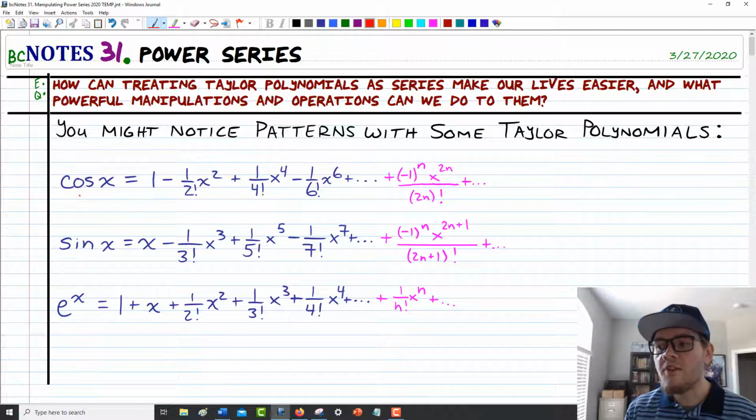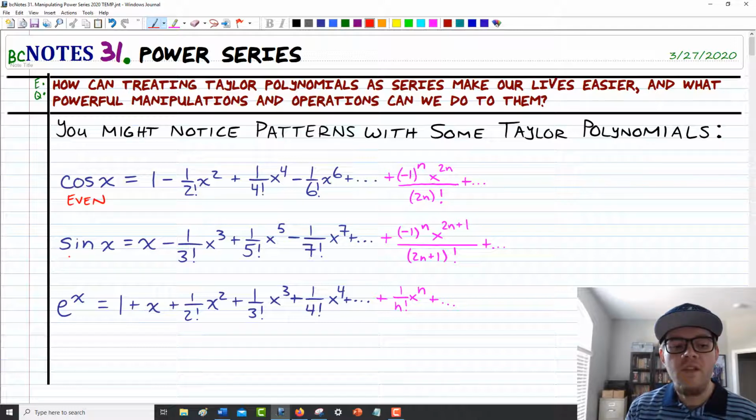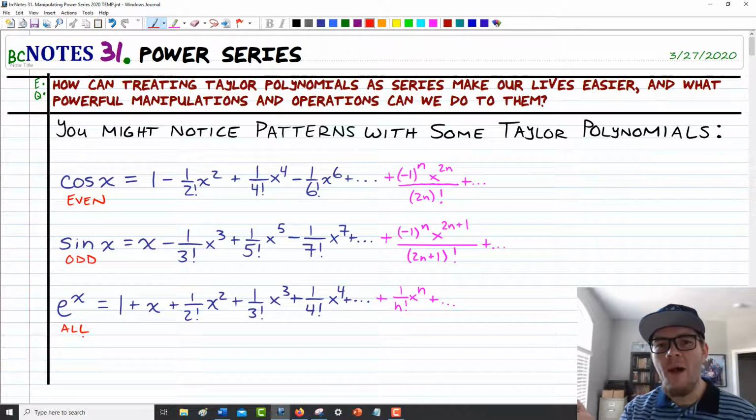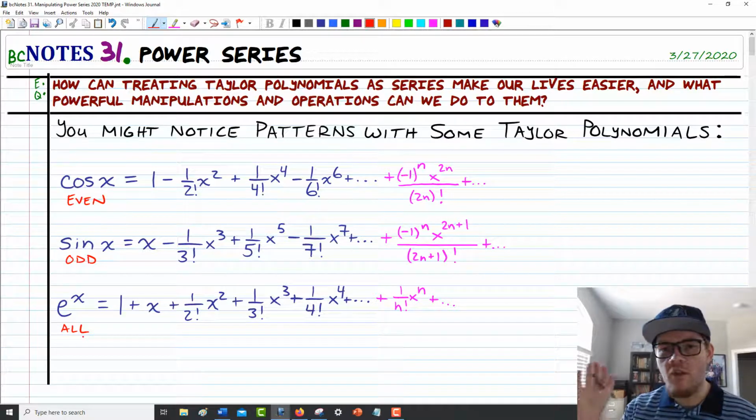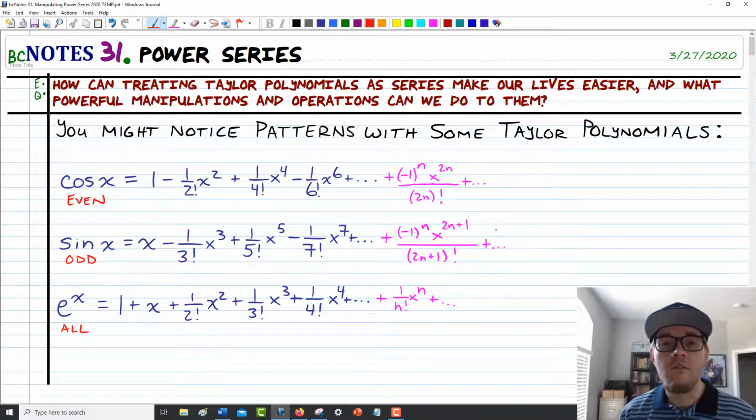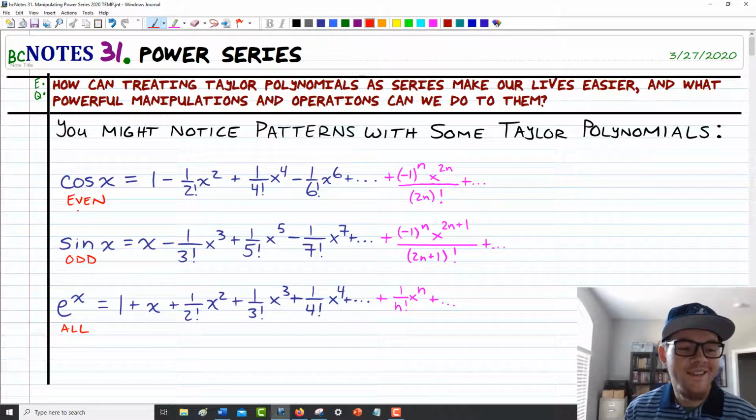So in this case, the first thing I want to note is with looking at cosine, you have all the even powers. Sine, on the other hand, you have all the odd powers. And then e to the x, you just plain old have all the powers. All the powers. It's like you're Superman or Shazam or any of them that just have every single power in the world, and then I'm immediately disinterested in what's happening. So there's that first part.